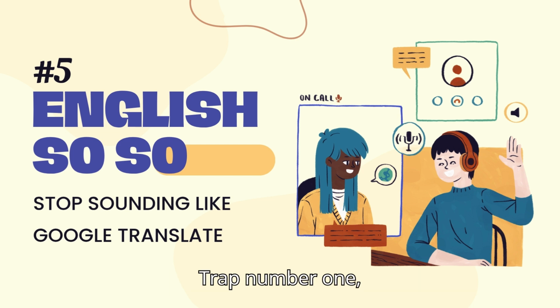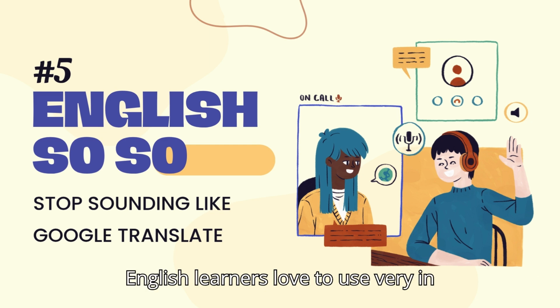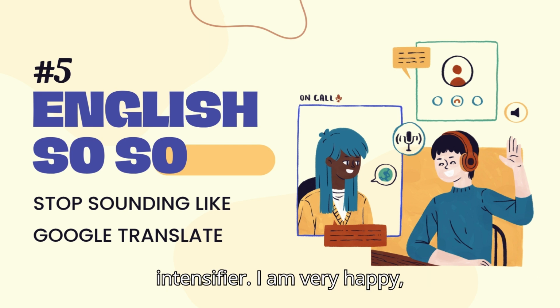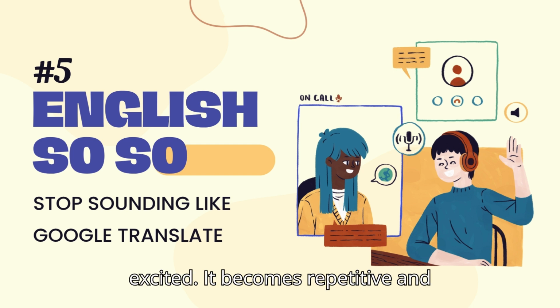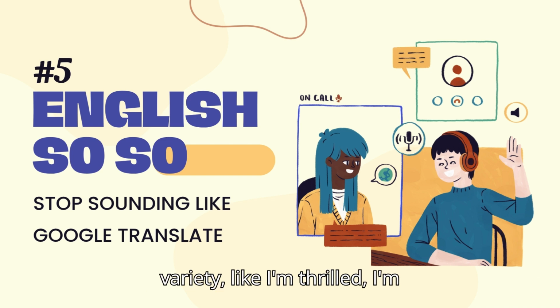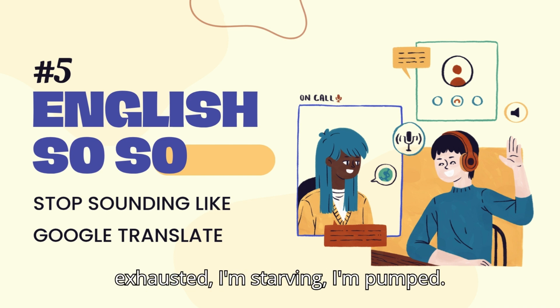Trap number 1, overusing "very." Many English learners love to use "very" in every sentence because it's a simple intensifier. I am very happy, very tired, very hungry, very excited. It becomes repetitive and unnatural. Native speakers use variety, like I'm thrilled, I'm exhausted, I'm starving, I'm pumped.